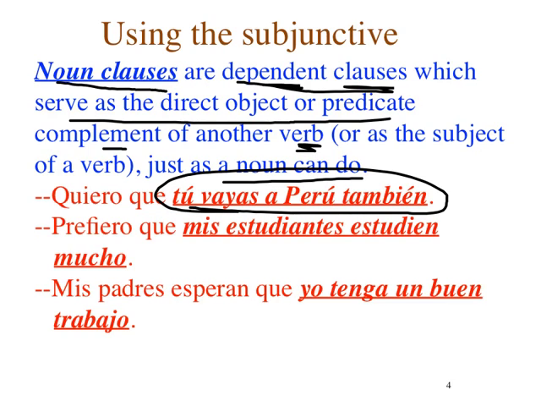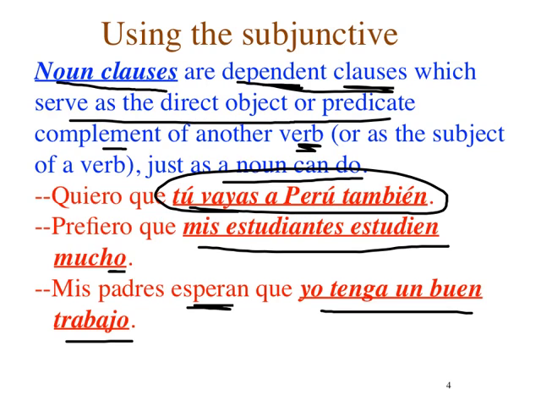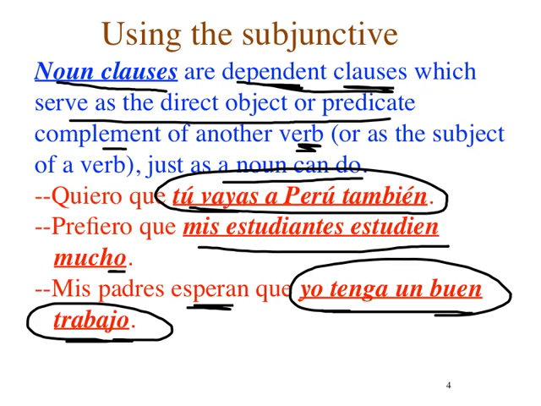Prefiero que, I prefer what? Mis estudiantes estudian mucho. That's the noun clause. Mis padres esperan que, they hope what? Que yo tenga un buen trabajo, that I have a good job. These are noun clauses, and use number one of the subjunctive is all about noun clauses. So we're going to take a look at our noun clauses. I know this is really boring. Don't worry. So let's take a look at our first use of the subjunctive in noun clauses.